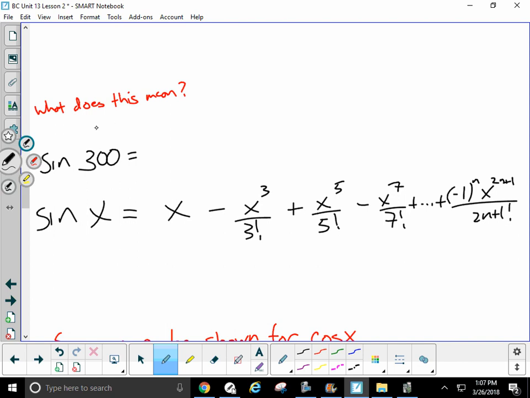Instead, they're like, well, I know the sine of 300 equals 300 minus 300 cubed over 3 factorial plus 300 to the 5th over 5 factorial minus 300 to the 7th over 7 factorial, et cetera, et cetera. As long as you have an infinite amount of terms, they will equal each other. This should be kind of blowing your mind because we talked about things being good around the center, right? The center is at 0. 300's relatively far away from 0.